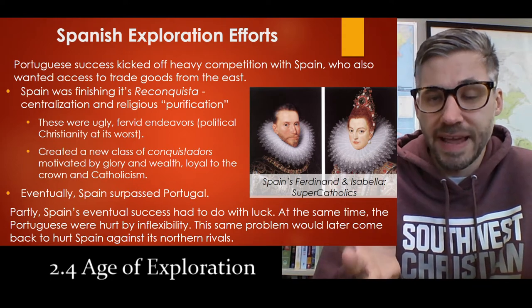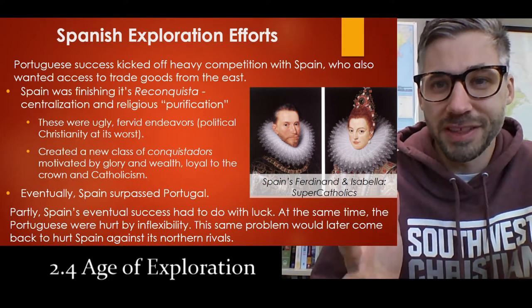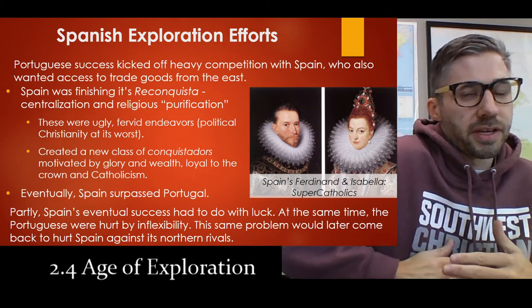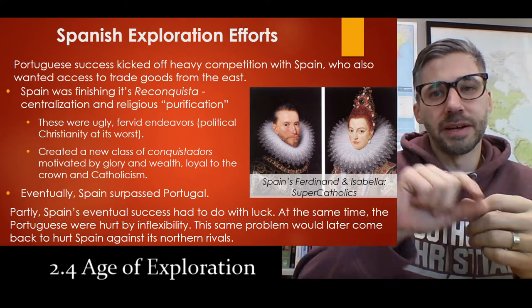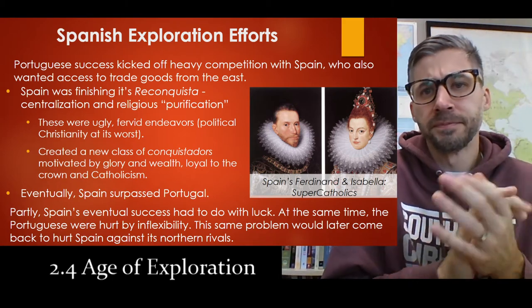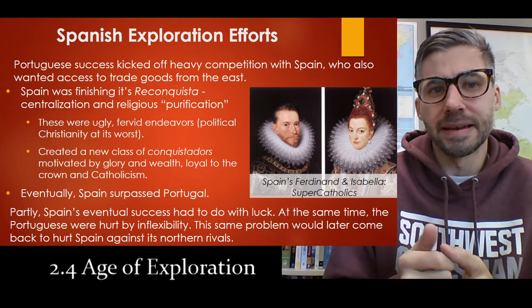They also want access to the Indian Ocean trade network. They don't want Portugal to have this monopoly. And we learned last time that Portugal was blocking out other countries by having all these trade fortresses and trade ports that they were controlling on the African coast. And so Spain wants in.